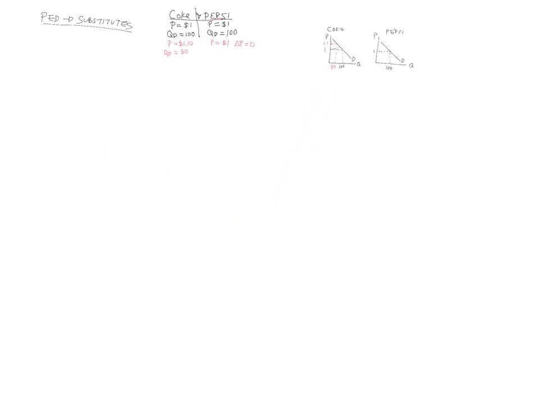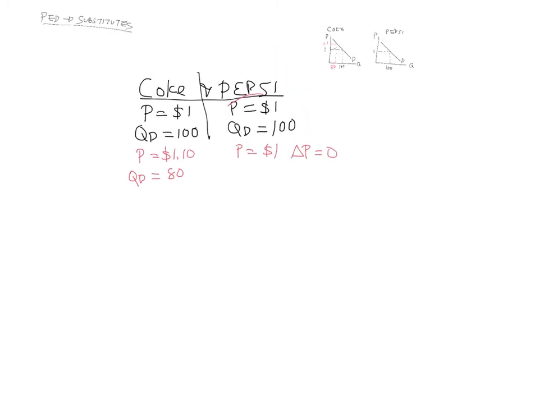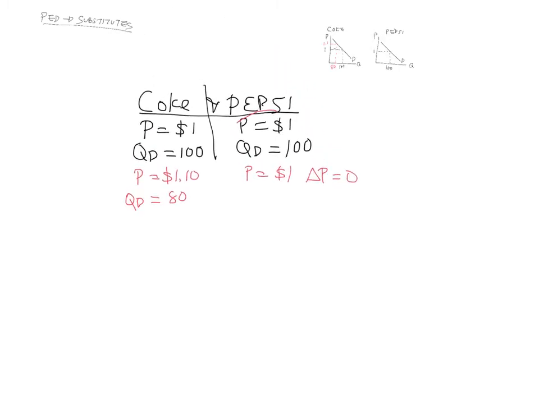We come back to this over here. Now we're going to see that as Coca-Cola becomes less popular because it's become more expensive. At $1 we used to demand 100 units. At $1.10 we're demanding 80 units. Part of that reason is people are now going to the shops and buying Pepsi, because Pepsi is now relatively cheaper than Coca-Cola, because the price of Coca-Cola has gone up.